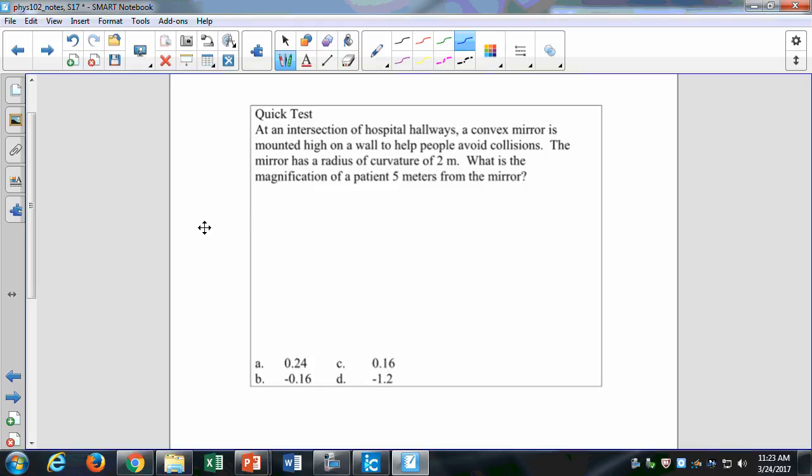Here you have a convex mirror. Give its radius of curvature. I want to know the magnification.